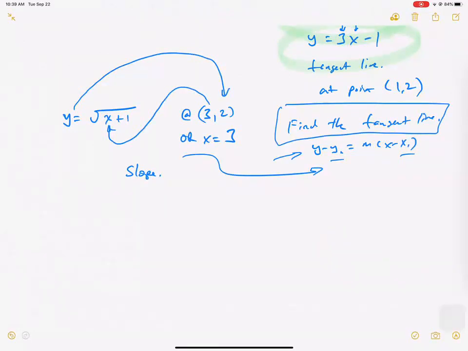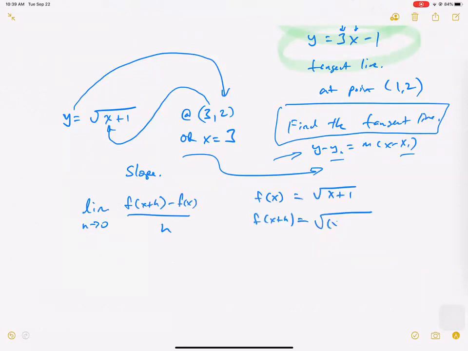The strategy for slope here is we're going to use the limit: the limit as h approaches 0 of f(x plus h) minus f(x), all over h. You might get tired of writing that. Fine, don't care. Let's write our f(x) version and then our f(x plus h) version. f(x) is just the square root of x plus 1. And the f(x plus h) version is my upgraded square root of x plus h plus 1. You can write that without the parentheses if you want.